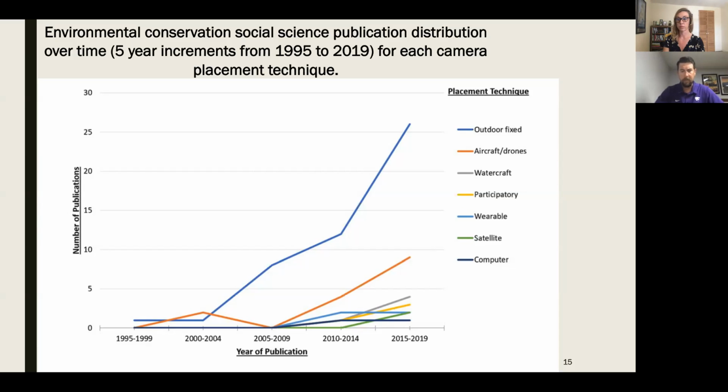And one thing I would like to mention is that for environmental conservation social science, within that, the publications that were looked at, a lot of the common things that were labeled were park management, human wildlife interactions, tourism, climate change, environmental education. That kind of gives you a sense for what kind of things we were seeing when we were doing the analysis, and what environmental conservation social science ended up being as a result of this analysis.